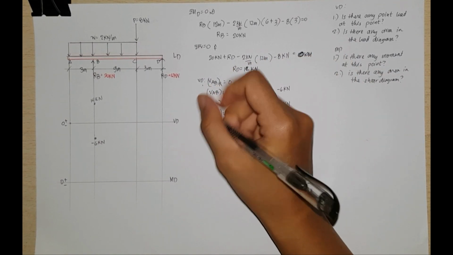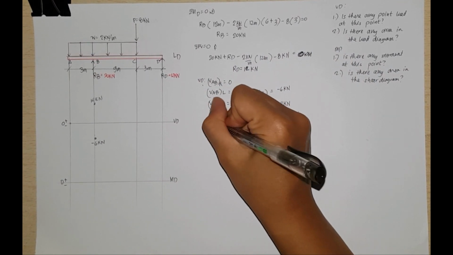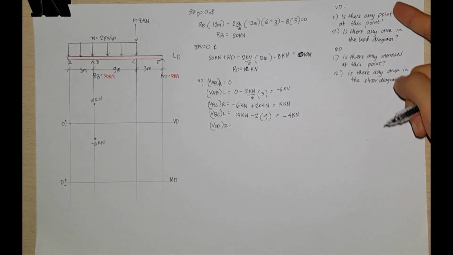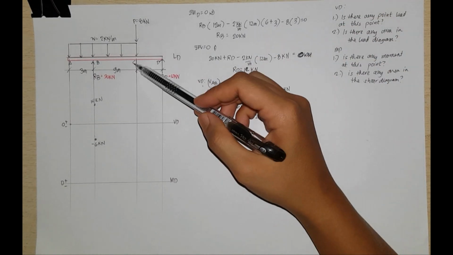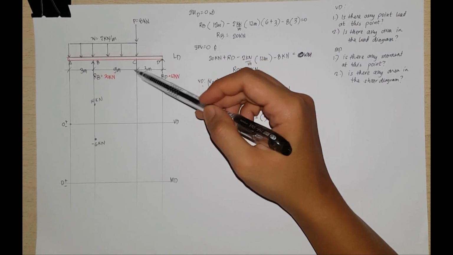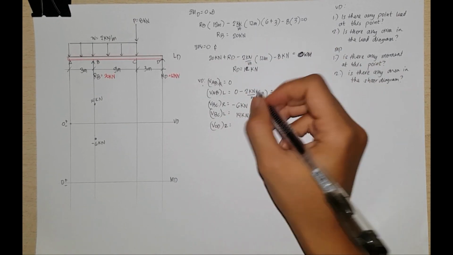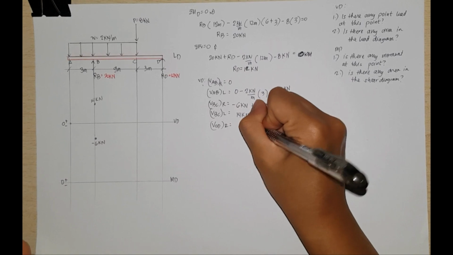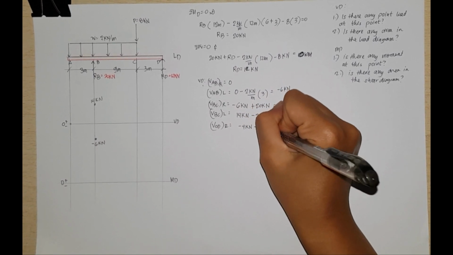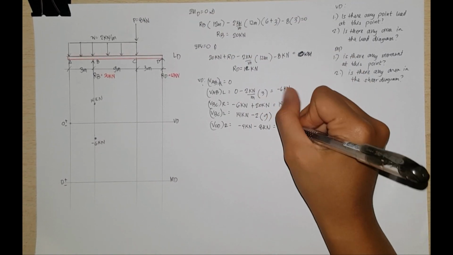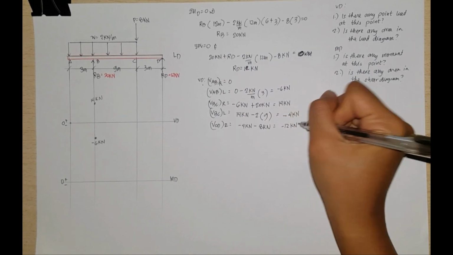And then for segment CD, we'll go back to the first question. Is there any point load at this point? So we have a point load at this point, which is the 8 kilonewton. So negative 4 kilonewton minus 8 kilonewton kasi downward. So it is equal to negative 12 kilonewton.